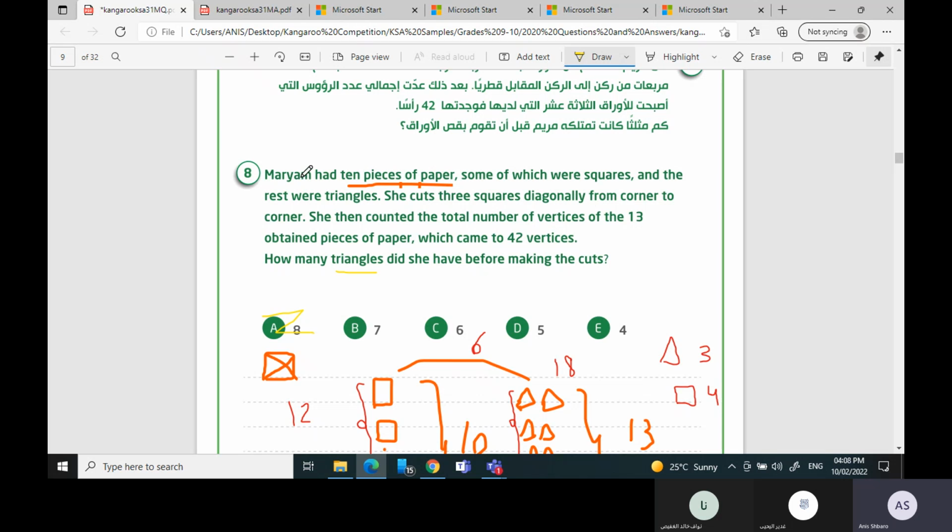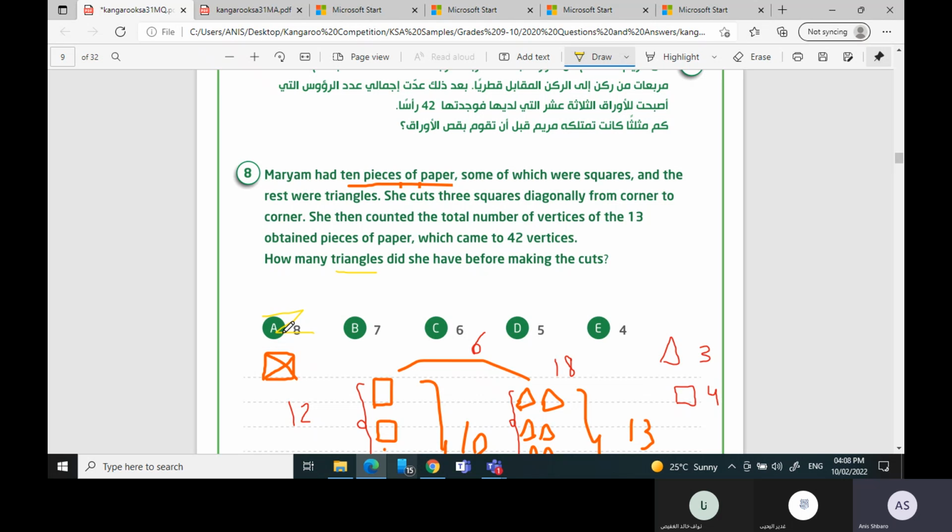So I know that Mariam cuts 3 squares diagonally from corner to corner. And diagonally means on a diagonal. So she passed the scissor along a diagonal. So each square will become 2 triangles.